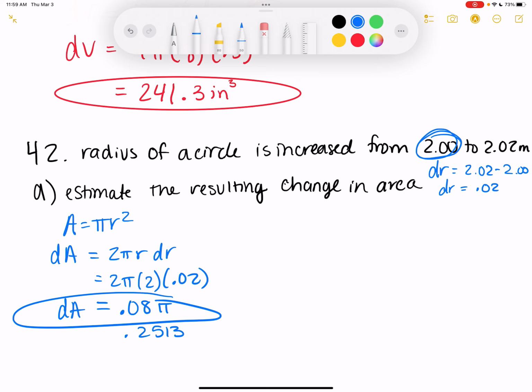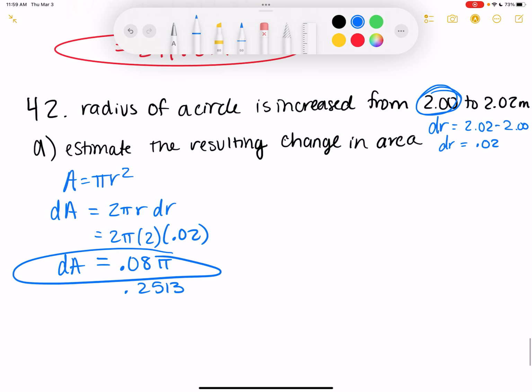Alright, so then part B is a little bit interesting. It's different. It says to estimate the change as a percentage of the circle's original area.